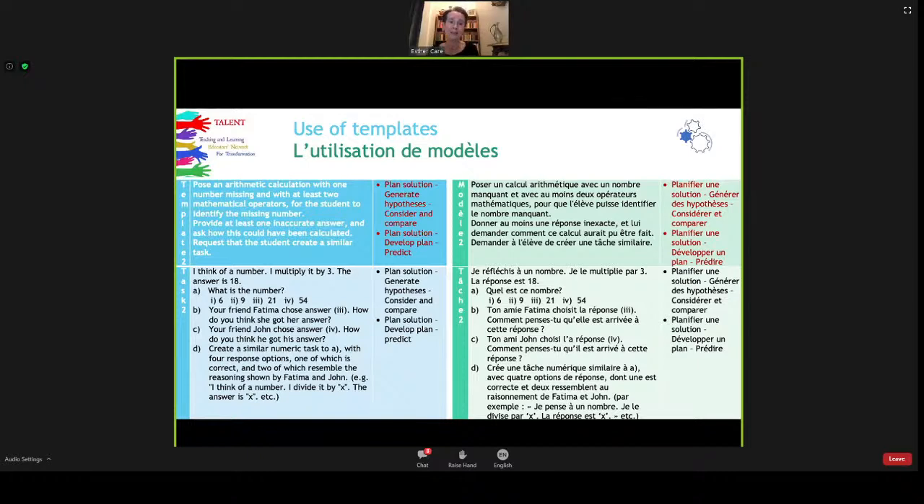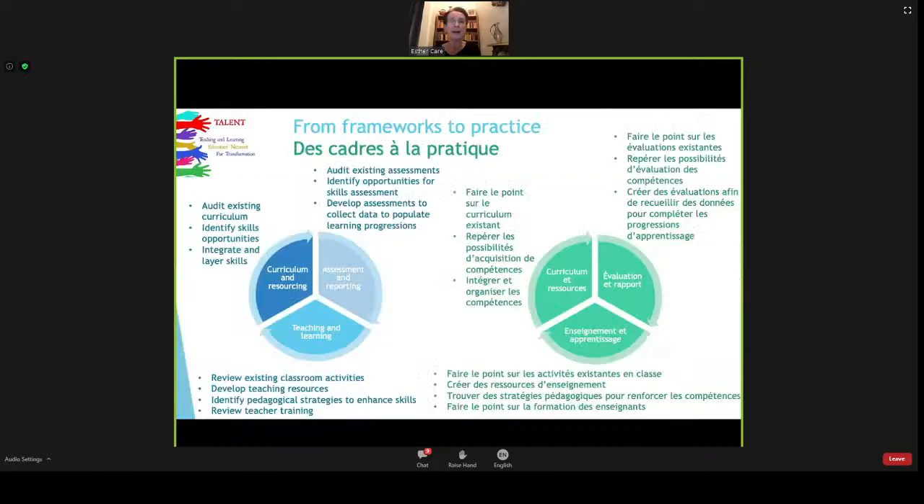Of course, it's one thing to design a task. It's another thing to work out how you actually score it. And that's another layer that we won't go into today, but is something that we covered in Optimizing Assessment for All.